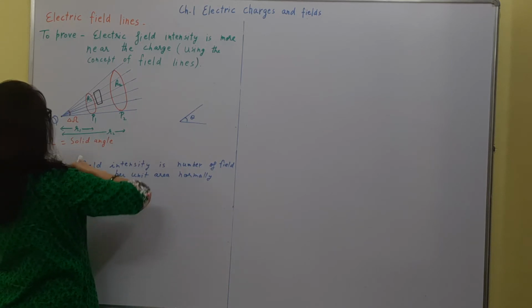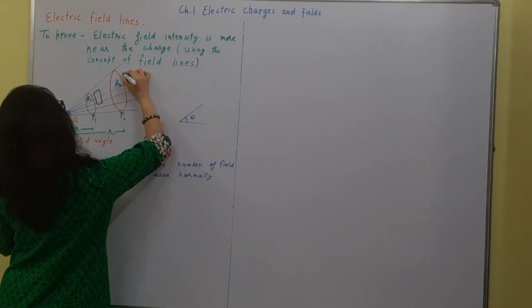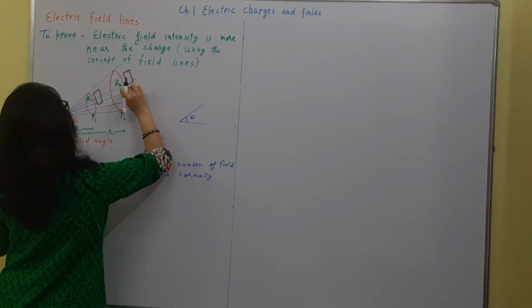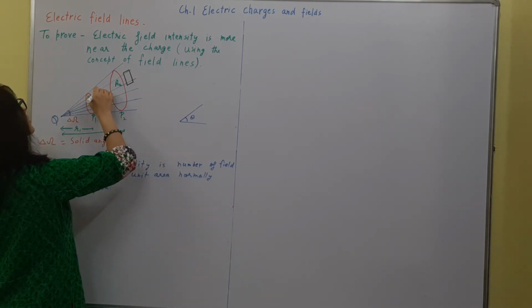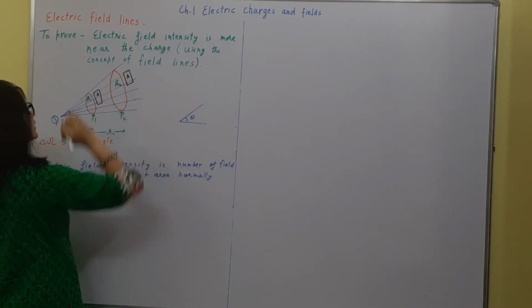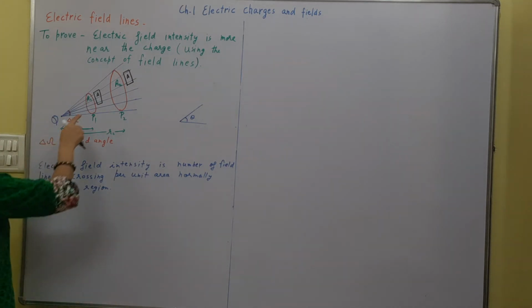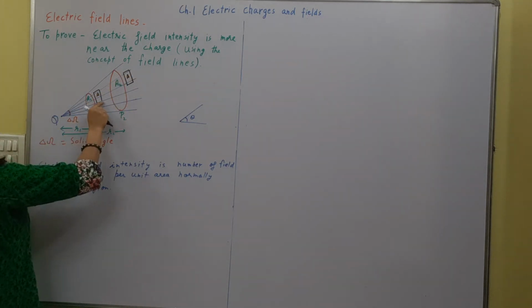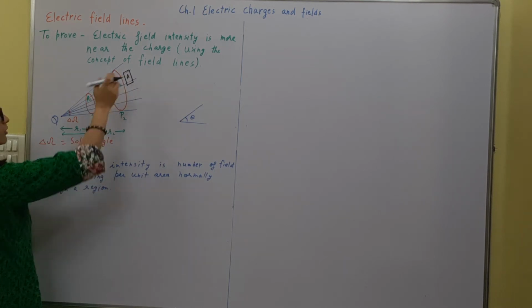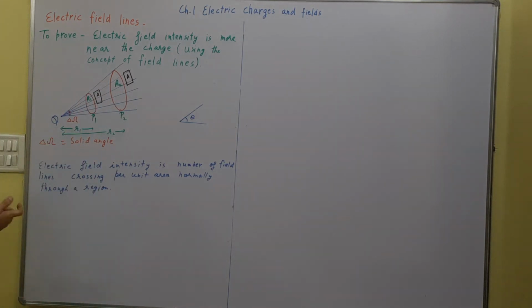So I am considering the same area here. If this area is A, this area is A, right? You can see that from this, these are same areas, and from this the number of lines is more, and from this the number of lines is less. What we are trying to do is find a relation between the electric field and area, and hence the distance. Distance we already know that there is a variation.